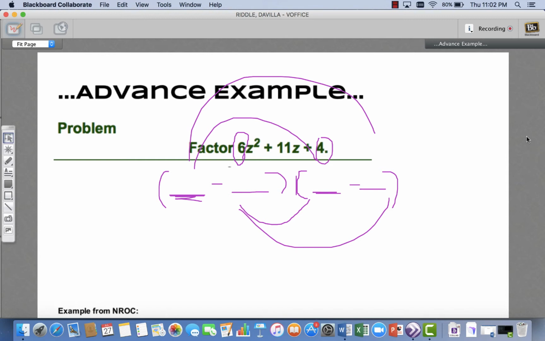So I think I'm going to use 2z over here and 3z. These are going to be both plus signs. And I'm going to do 1 and 4.